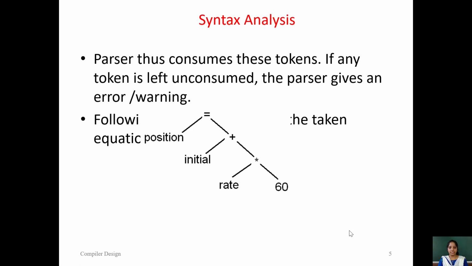So the parser constructs the parse tree. I have given the example parse tree here: position is equal to initial plus rate into 60.